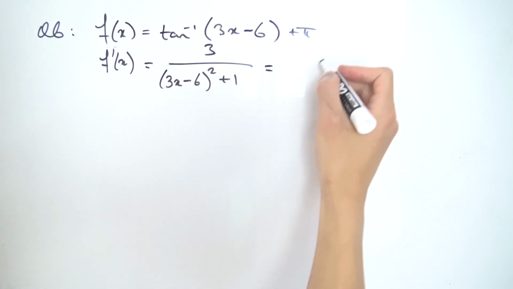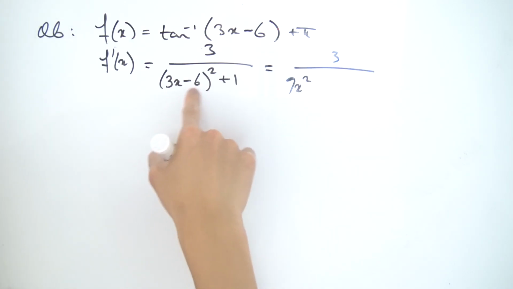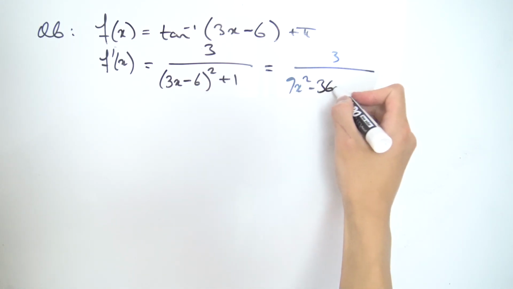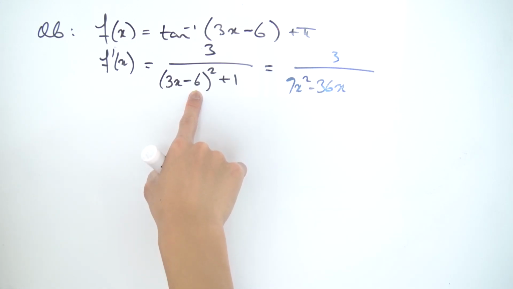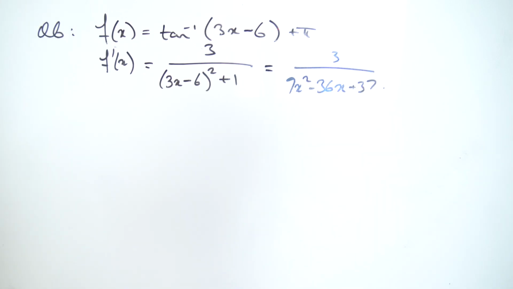And expanding this bracket out, we get 3 over 9x squared. 3 times 6 is 18. 18 times 2 is 36. So minus 36x. And then 6 times 6, that's 36, plus 1 is 37. And that's the exact expression we had to show.